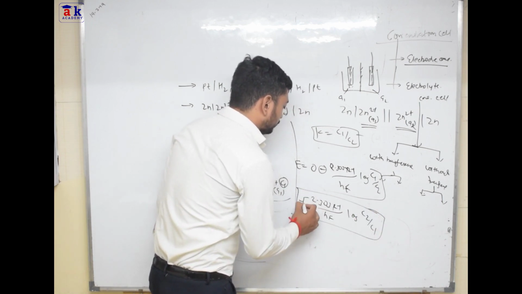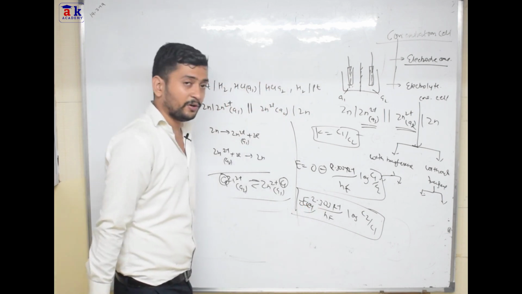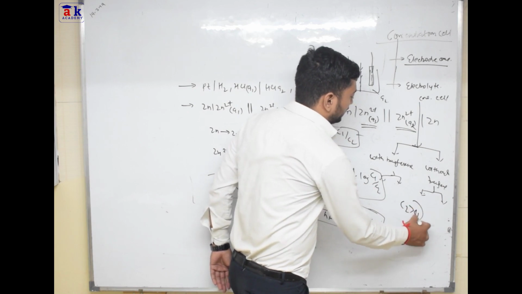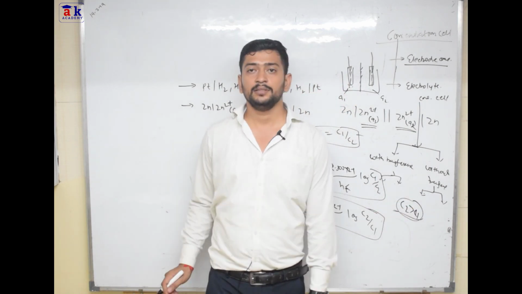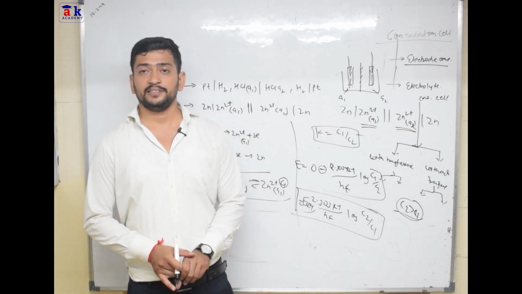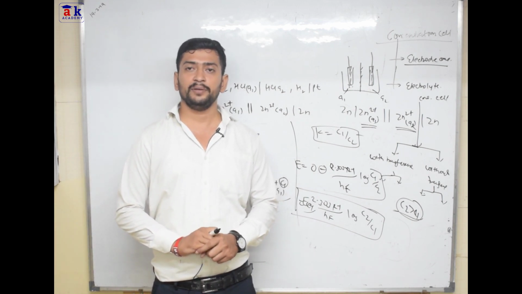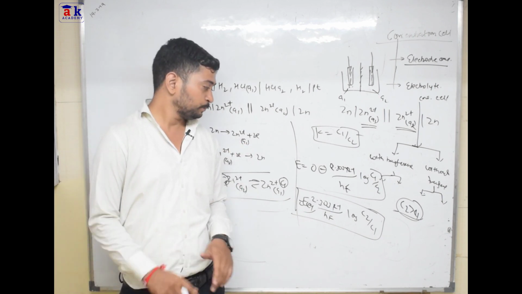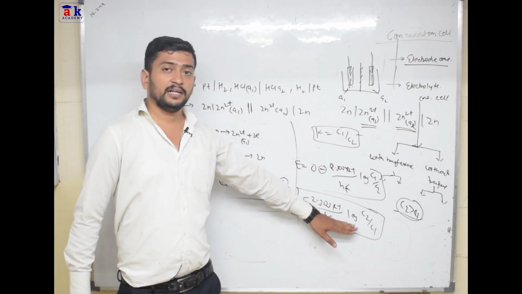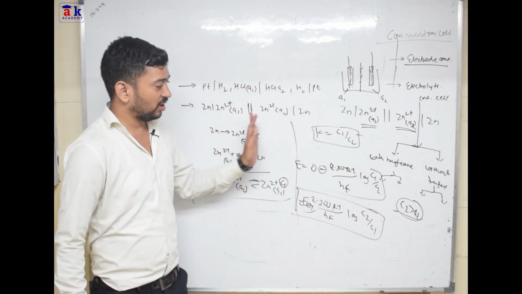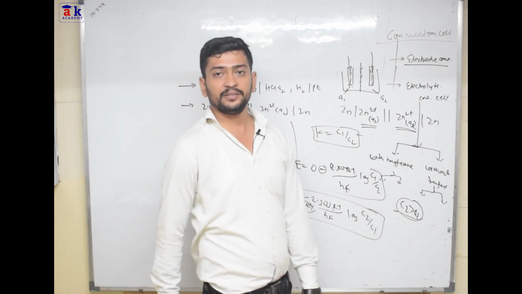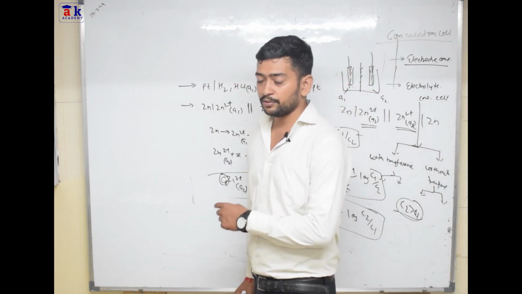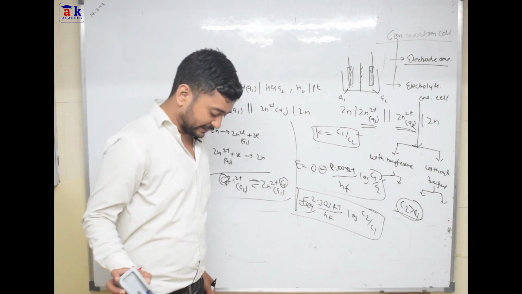If I want this cell to work spontaneously, C2 should be greater than C1. If C2 is greater than C1, definitely the EMF of this cell will be positive and the reaction proceeding over here will be a spontaneous reaction. So please remember how you can derive the formula for all these things, because sometimes it may confuse you. You will definitely find some question that will confuse you. That's why you should know how to derive the formula for concentration cells.